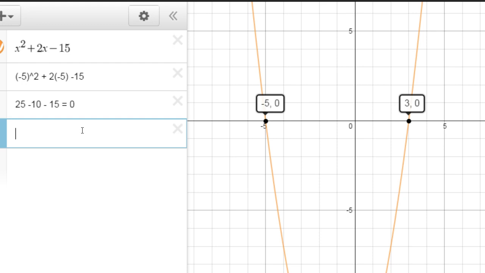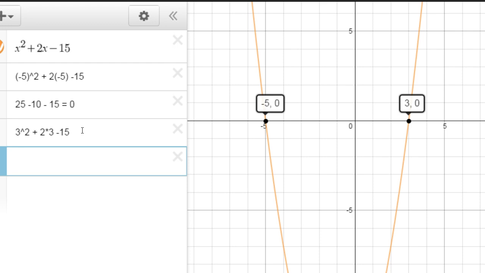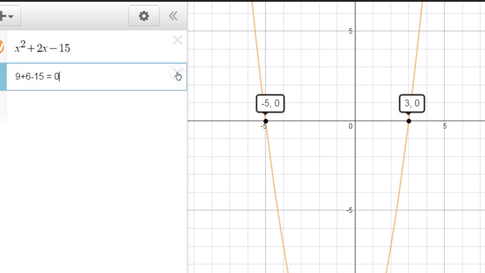Might as well. So we go 3 squared plus 2 times 3 minus 15. Well, 3 squared is 9, and 9 plus 6 is 15, but then we minus 15. Guess what? That also equals 0. Because it's a number that I can plug into this equation and get out a true statement, that means it is a solution. So I don't really have to do all this work. All I have to do is graph it and look for these.